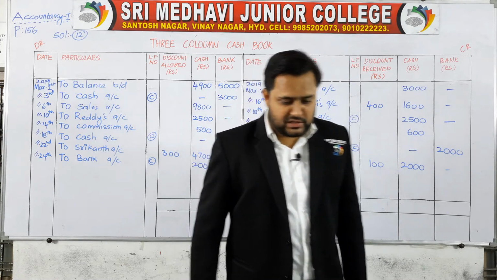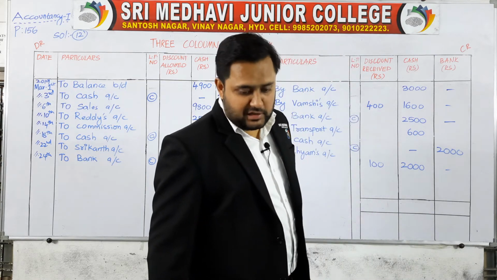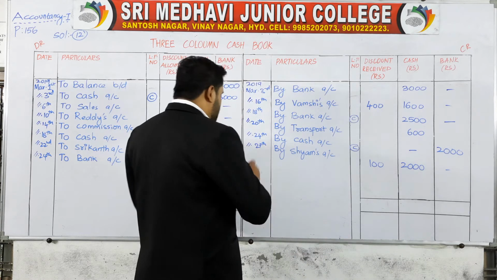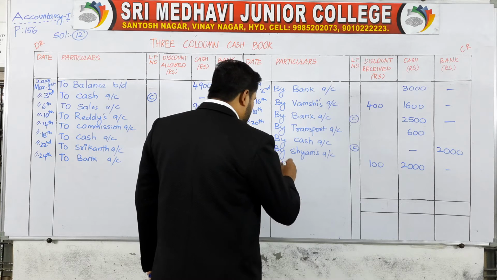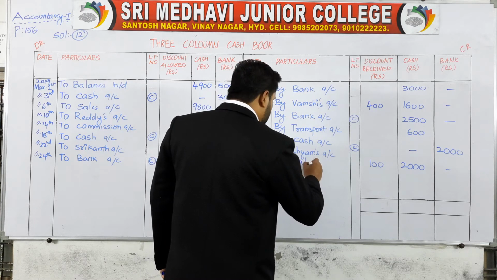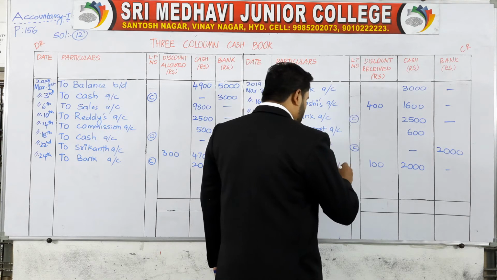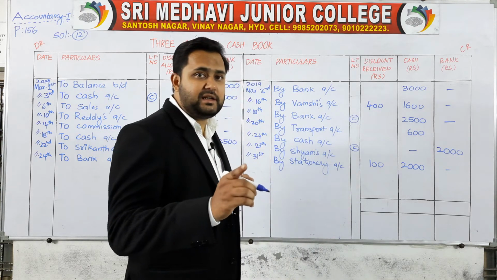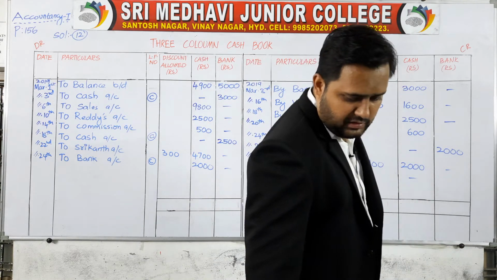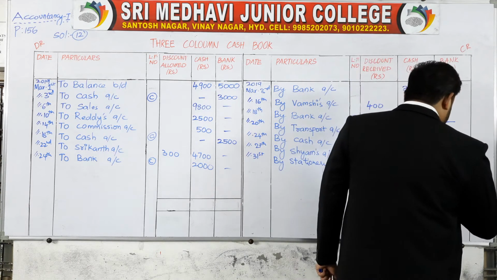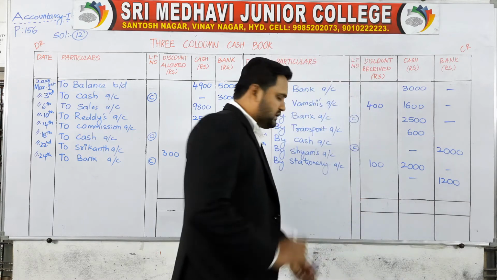So here the last transaction is purchase stationery and paid through debit card. So you have purchased the stationery, your cash goes out. 31st, buy stationery, by stationery account, and you are paying through debit card. Debit card is related to your bank. So how much amount have you paid? 1,200 rupees, 1,200. This is how you are going to write your transactions.